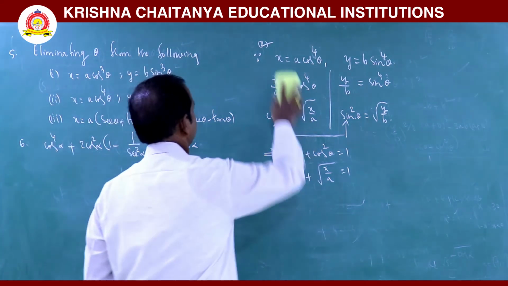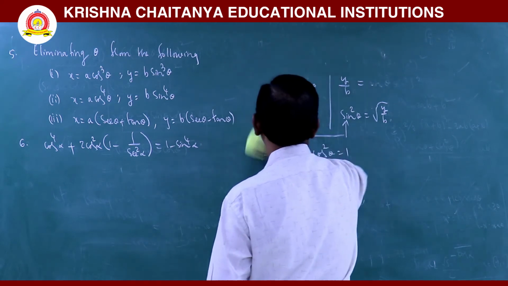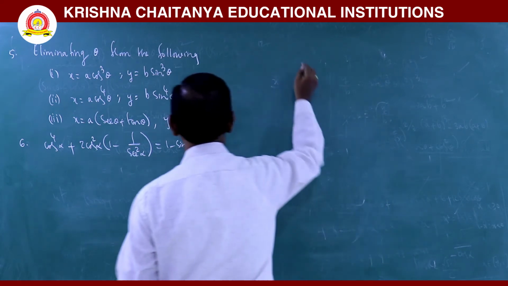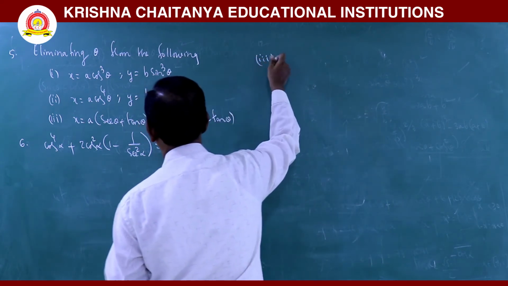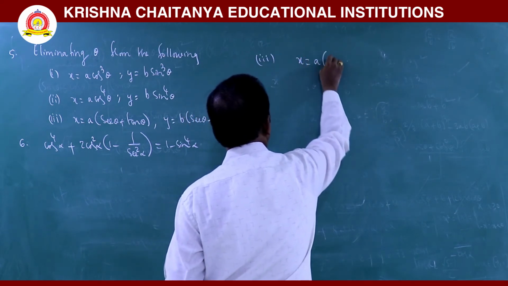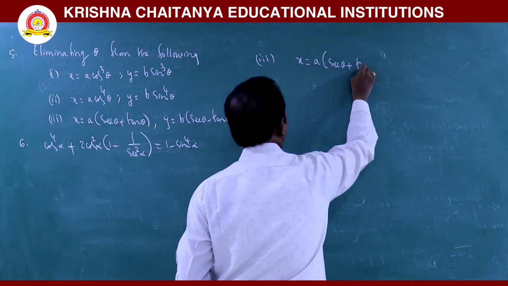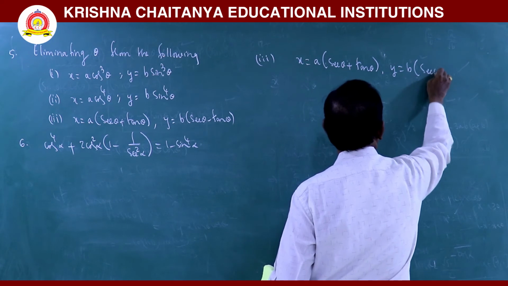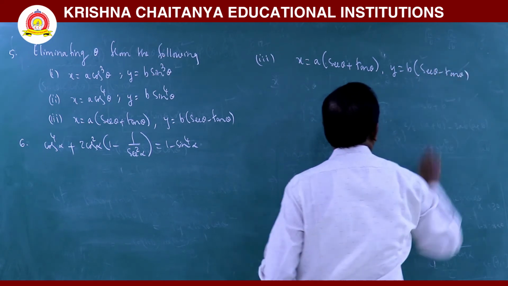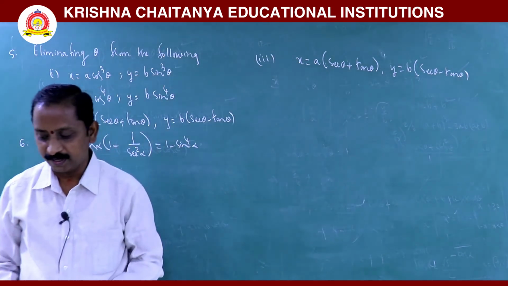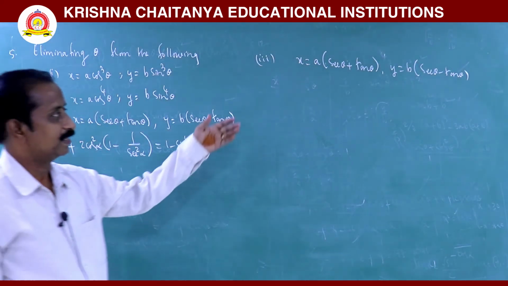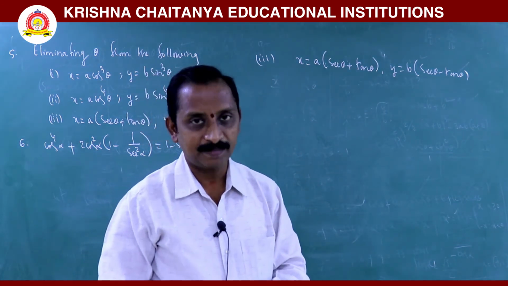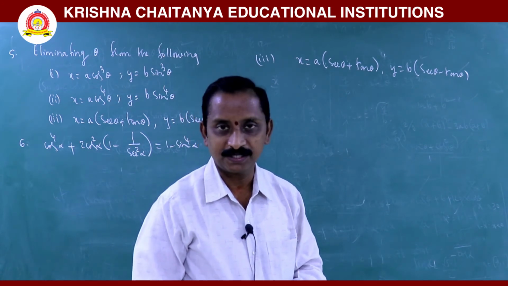So what is the third question? x is equal to a times secant theta plus tan theta. y is also given, b times secant theta minus tan theta. So sub question 3, x is equal to a into secant theta plus tan theta and y is equal to b times secant theta minus tan theta. Elimination of theta means we can utilize an identity. Here there are two functions, secant theta and tan theta. For secant theta and tan theta, the identity is secant square theta minus tan square theta is equal to 1.